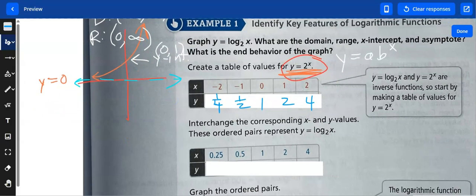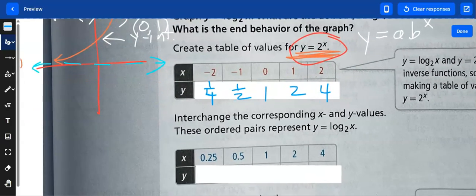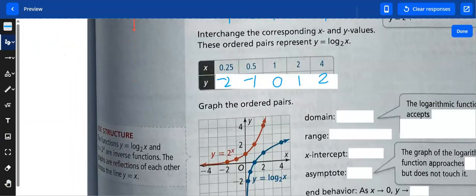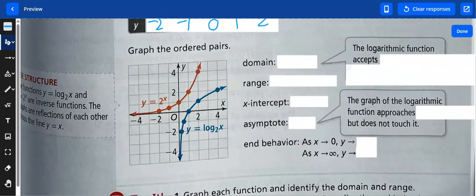So what happens when you switch the x's and y's? Yeah, that's going to be -2. And that's going to be -1. And that's going to be 0. And that's going to be 1. And that's going to be 2. What the heck is the picture going to look like if we do that? Is it going to look like this thing that you got right in front of you?